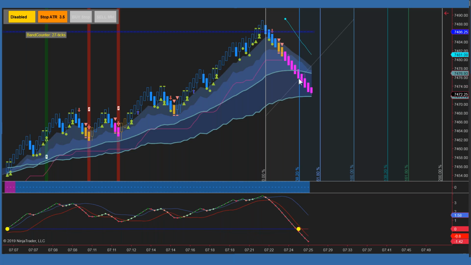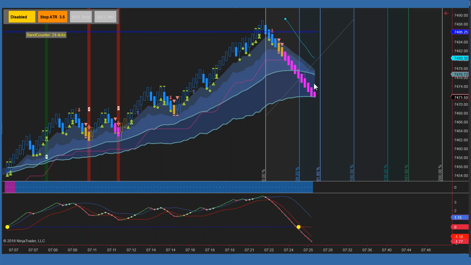Okay, nothing at the 38% time zone. Let's see if anything comes of the 62%. You know, I'm starting to wonder because we looked at the Eagle and we figured that we've already had 3 legs. I wonder if we'd be better off looking here for a shorting opportunity.